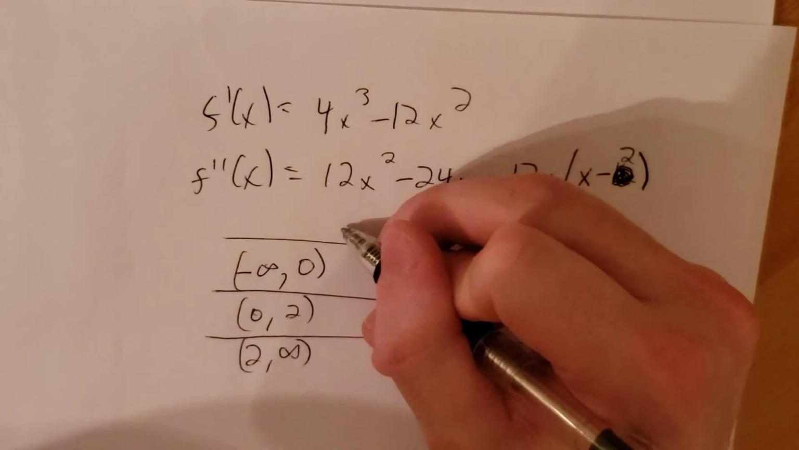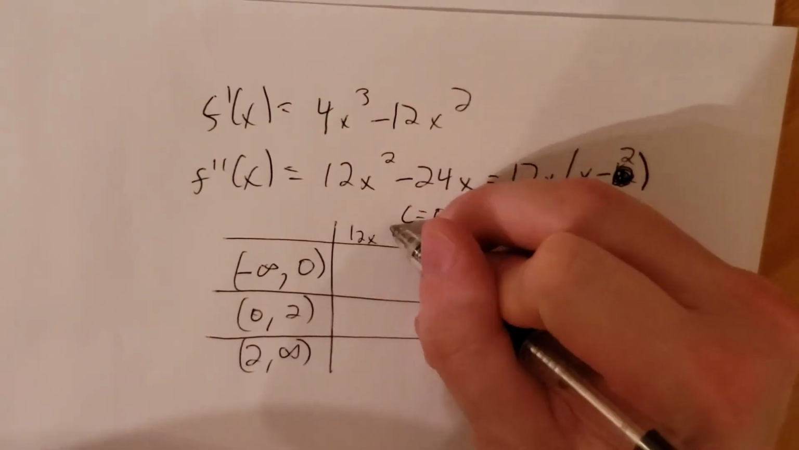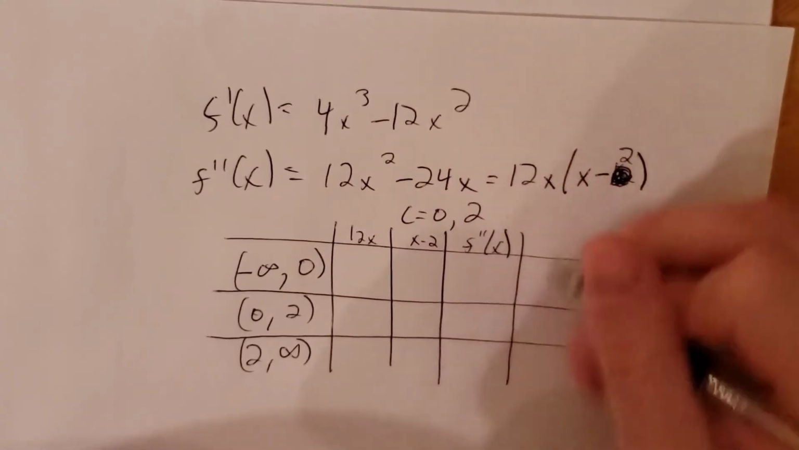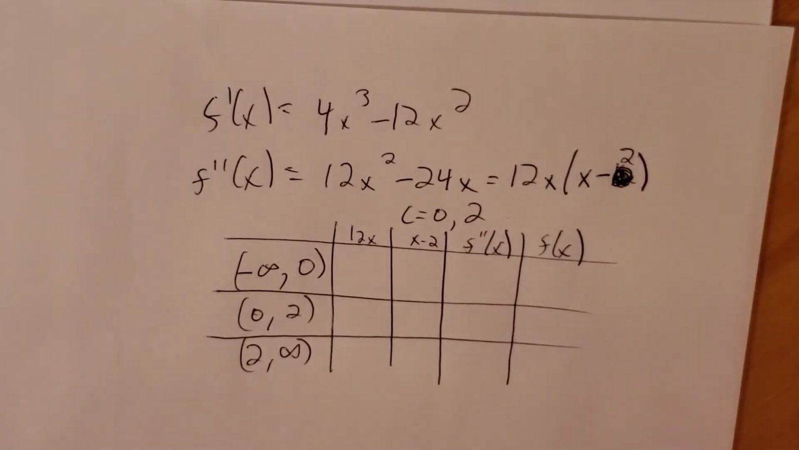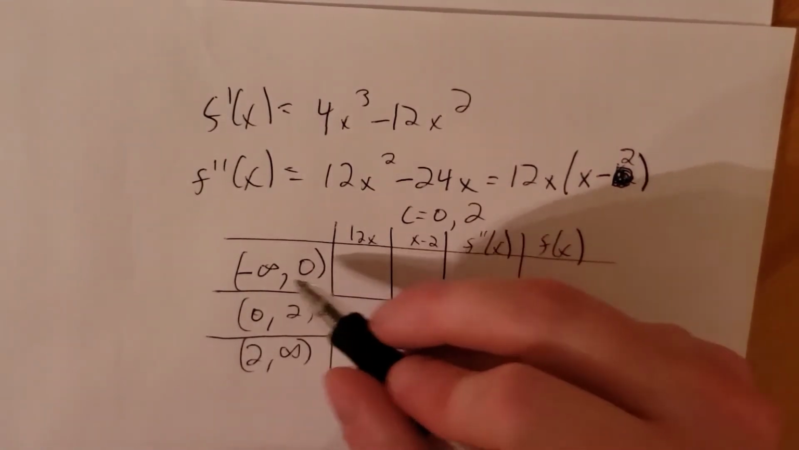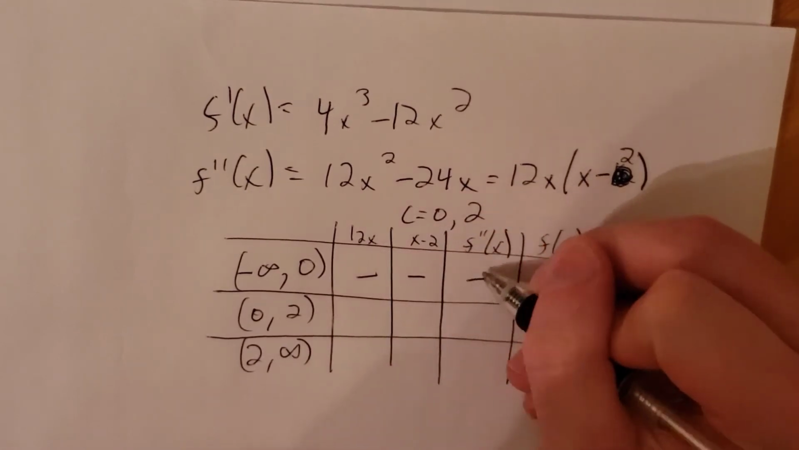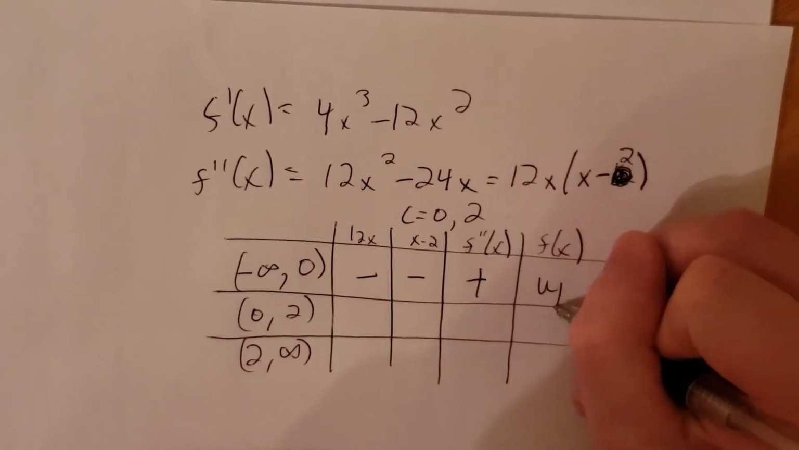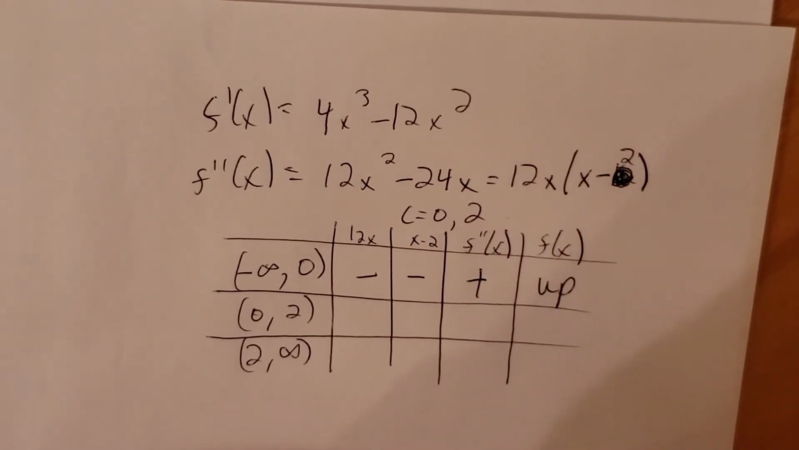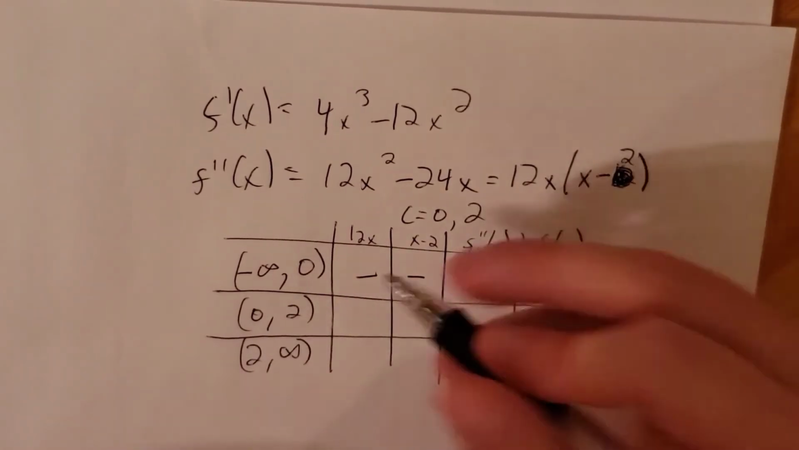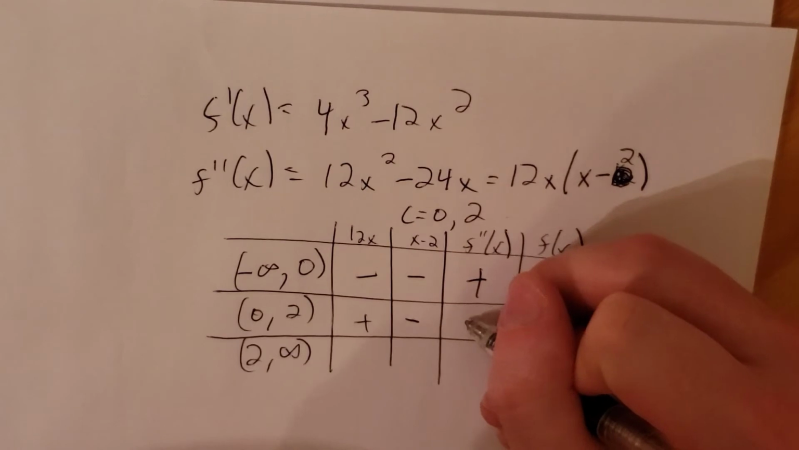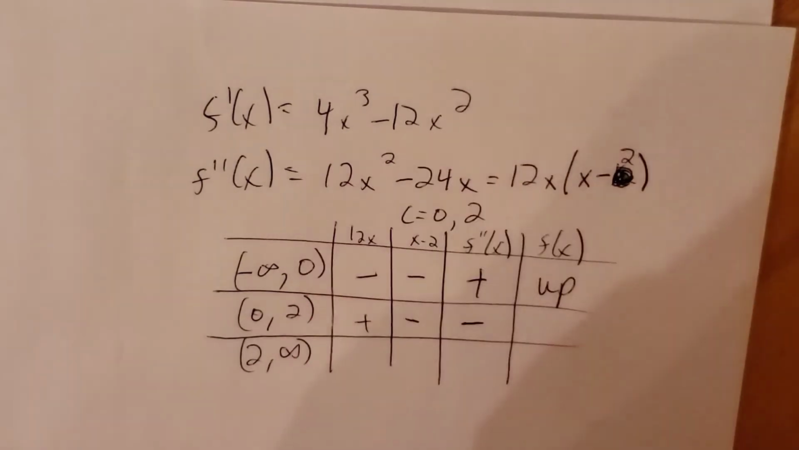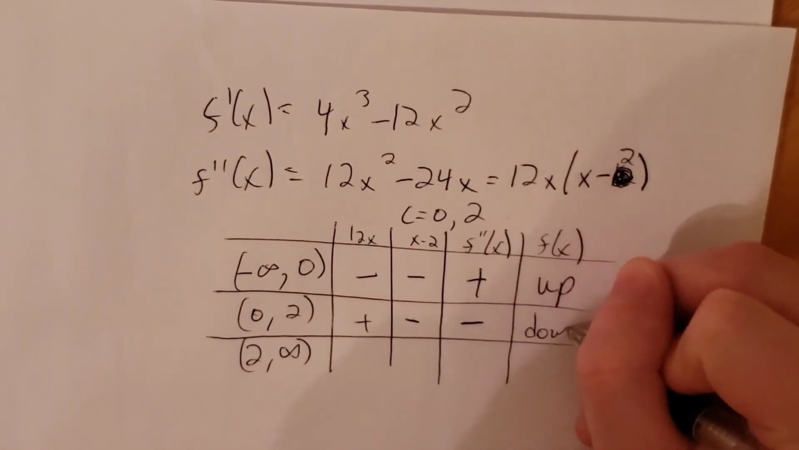Let's look at our factors. Our factors are 12x and x minus 2. This is our second derivative, and what does that tell us about our original function? Plug in -3: this is a negative, this is a negative, so this is positive. If the second derivative is positive, then our original function is concave up. Plug in 1 between 0 and 2, we get a positive and a negative. This means the second derivative is negative, because we just multiply these factors to get the whole thing. So this is negative, which tells us our function is concave down.